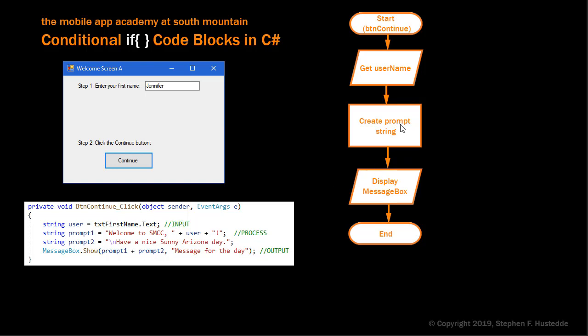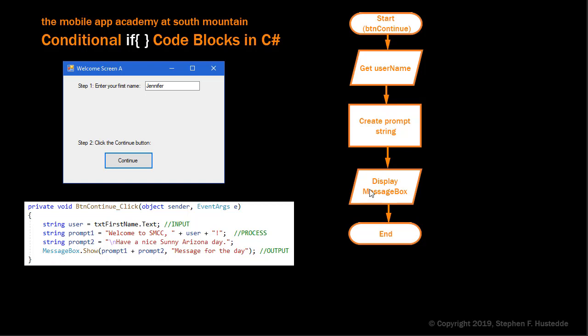Then we want to create a prompt string, which we'll use in a message box. And our prompt string consists of two prompts. The first one we're going to build is welcome to SMCC, comma, space as a literal string. We're going to concatenate the word user and concatenate an exclamation mark. And then prompt 2 is a new line escape character, and then have a nice sunny Arizona day. Those two lines together are our process.